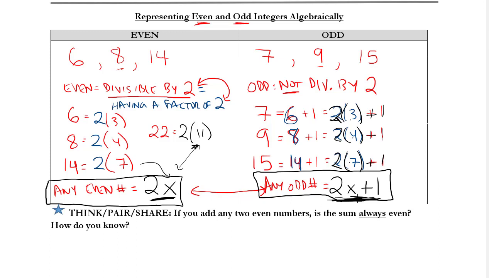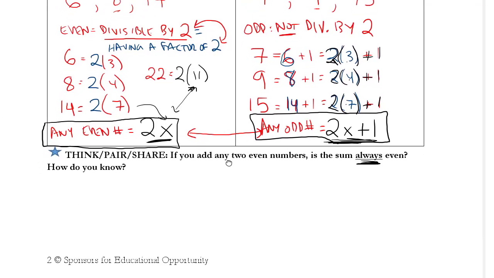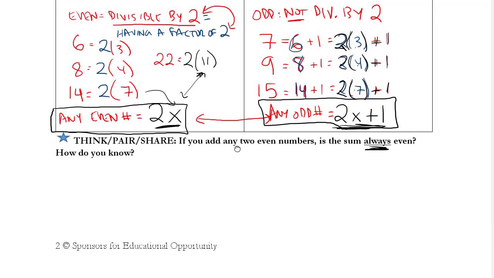So let's take a look at this think, pair, share. If you add any two even numbers, is the sum, what you get when you add them, is that sum always even? And how do you know? So take a minute to think about that question. Is the sum always even, and how do you know?